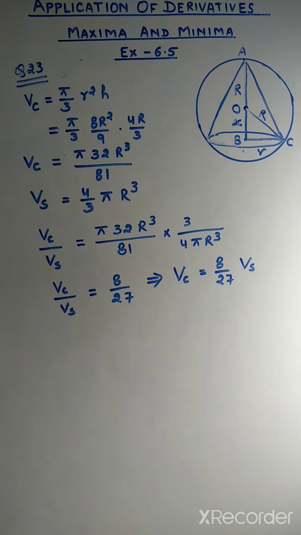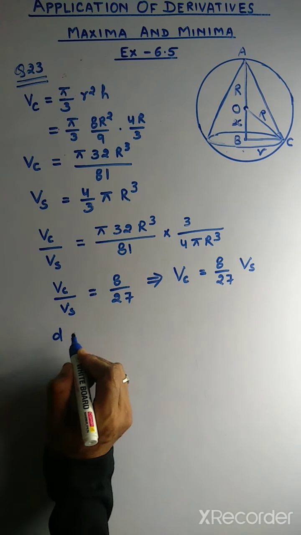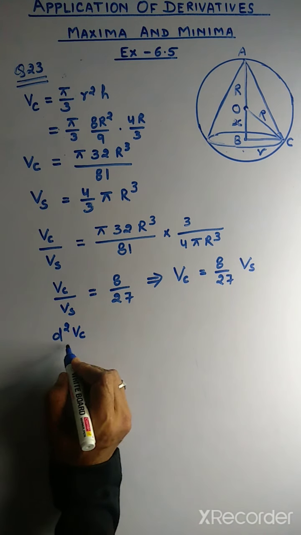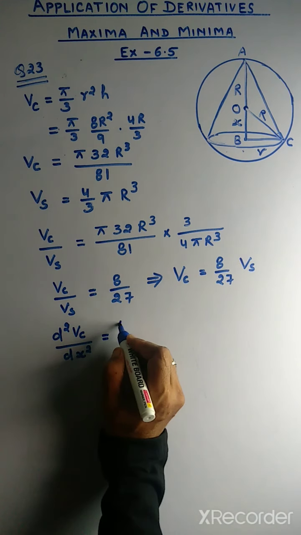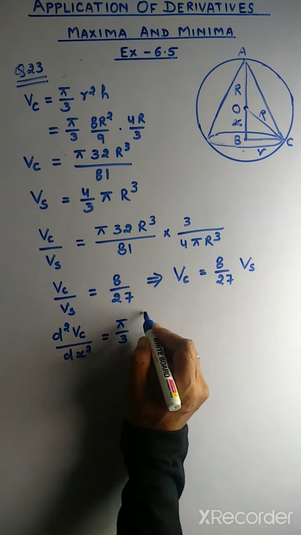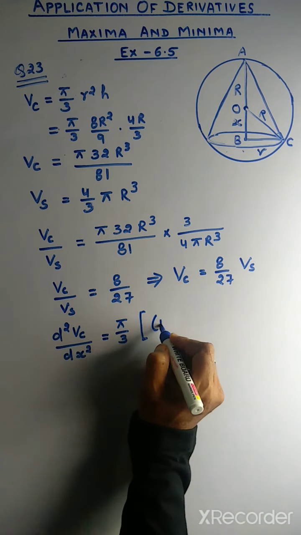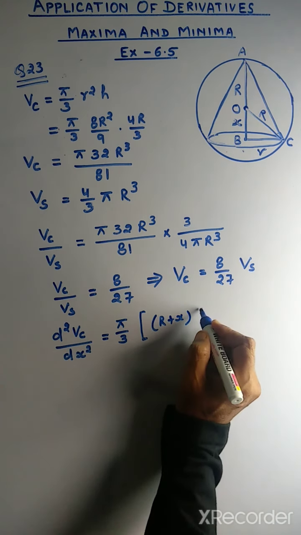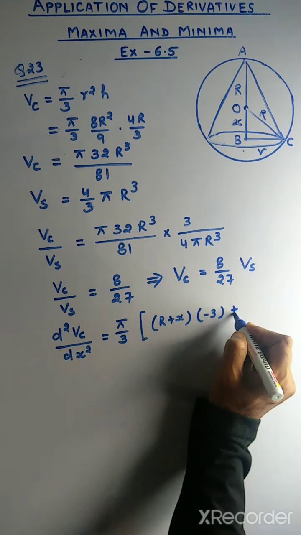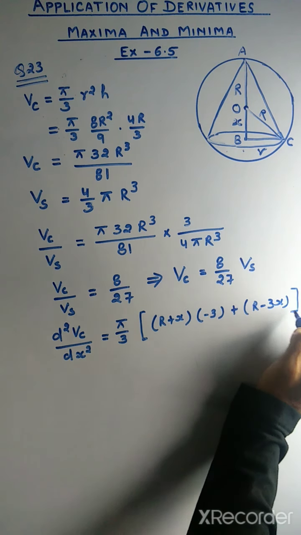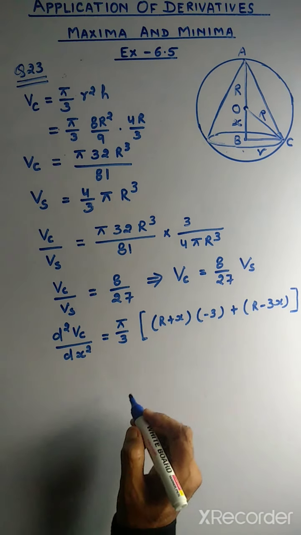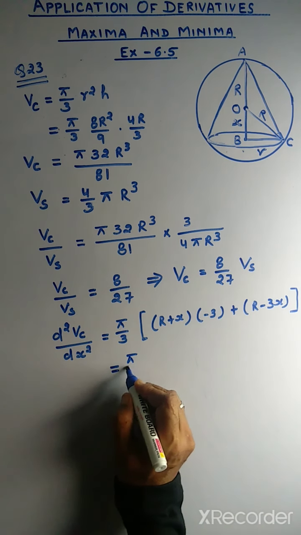But in the question it is given that the volume of the cone is largest, that is maximum. So differentiating, finding the second order derivative of the volume of the cone, it will be pi upon 3, again applying the product rule, R plus x into minus 3 plus R minus 3x, which is equal to pi by 3.